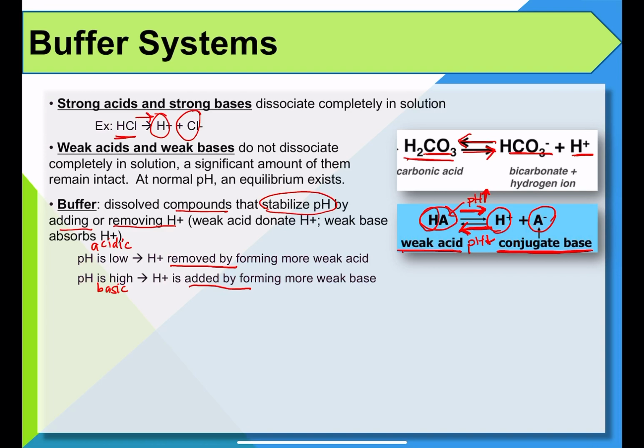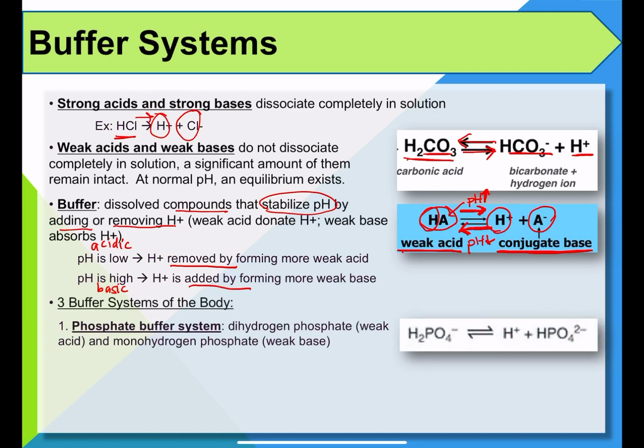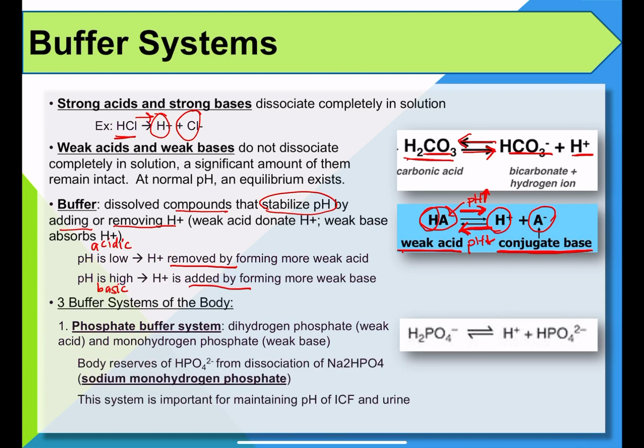To add hydrogen ions back into solution, bring the pH back down to neutral. Okay? All right. So there are actually 3 buffer systems in the body to ensure that our pH is maintained within limits of homeostasis. One of them is called the phosphate buffer system.